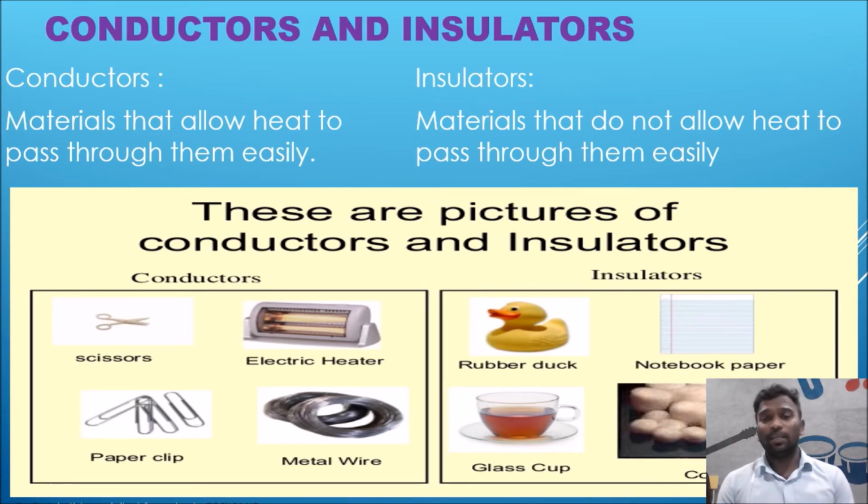You can see some examples over here. Material rubber, and next one is glass material and notebook. These are the materials we can consider as insulators, right? So the nature of the insulator is it doesn't conduct, it doesn't allow the heat energy to pass through it, right? So these are the conductors and insulator examples you can see on the screen.